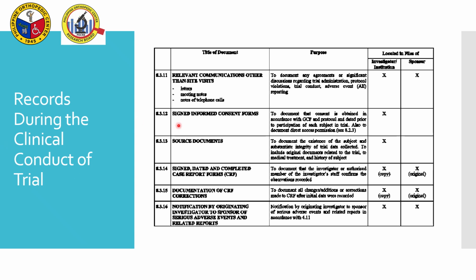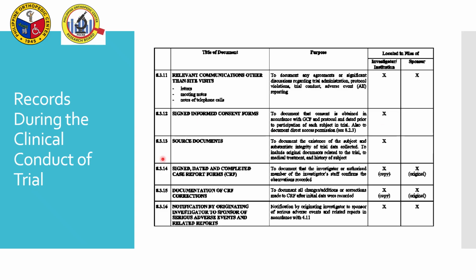Next is the signed informed consent forms. This proves that consent was obtained in accordance with GCP and the protocol, dated prior to the subject's participation. It also documents that subjects granted permission for direct access to their records. As you can see, the original signed forms are maintained by the investigator or institution.